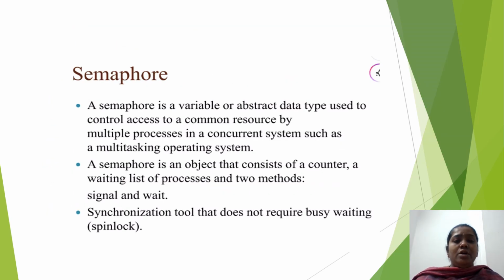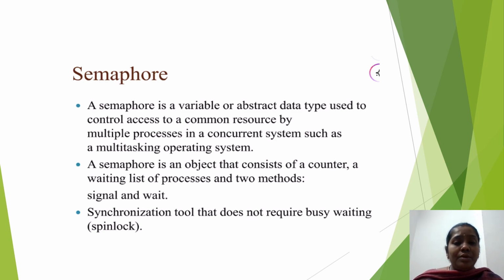So what is a semaphore? A semaphore is a variable or abstract data type that is used to control a common resource by multiple processes in a concurrent system, such as in a multiple operating system. A semaphore is an object that consists of a counter, a waiting list of processes, and two methods. One method is called signal and the other is called wait. Synchronization is the main concept in using semaphores, and the synchronization tool does not require any busy waiting or spin lock. So this is the overall introduction of a semaphore.